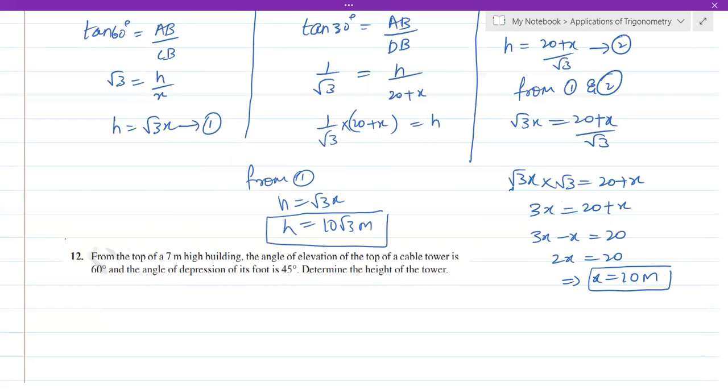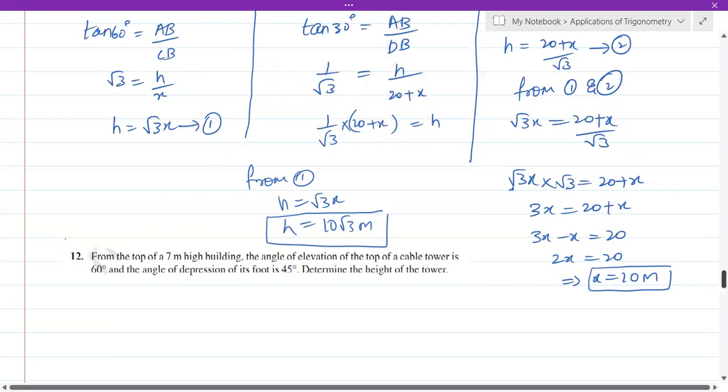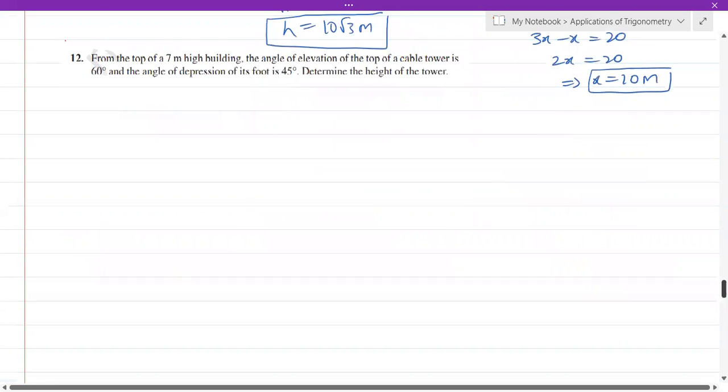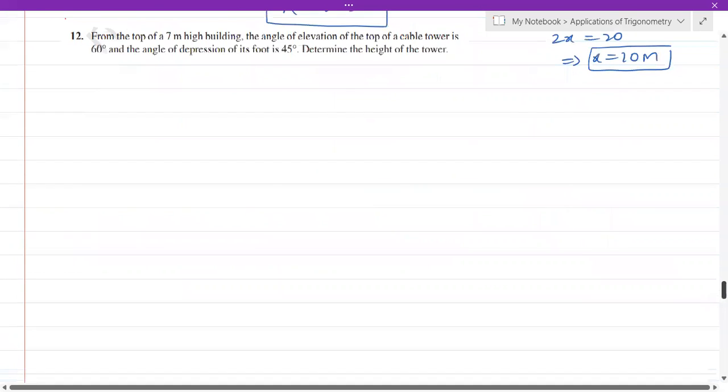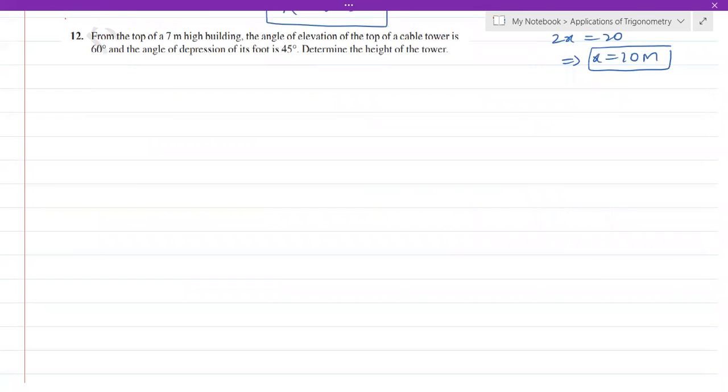So in most of the problems, we are using the same logic. That is, if two triangles are there and a side is common, we are going to find that and equate it. Okay. So let's get into the next question. As you can see in the next question, from the top of a 7-meter high building, the angle of elevation of the top of a cable tower is 60 degree and the angle of depression of its foot is 45 degree. Determine the height of the tower.